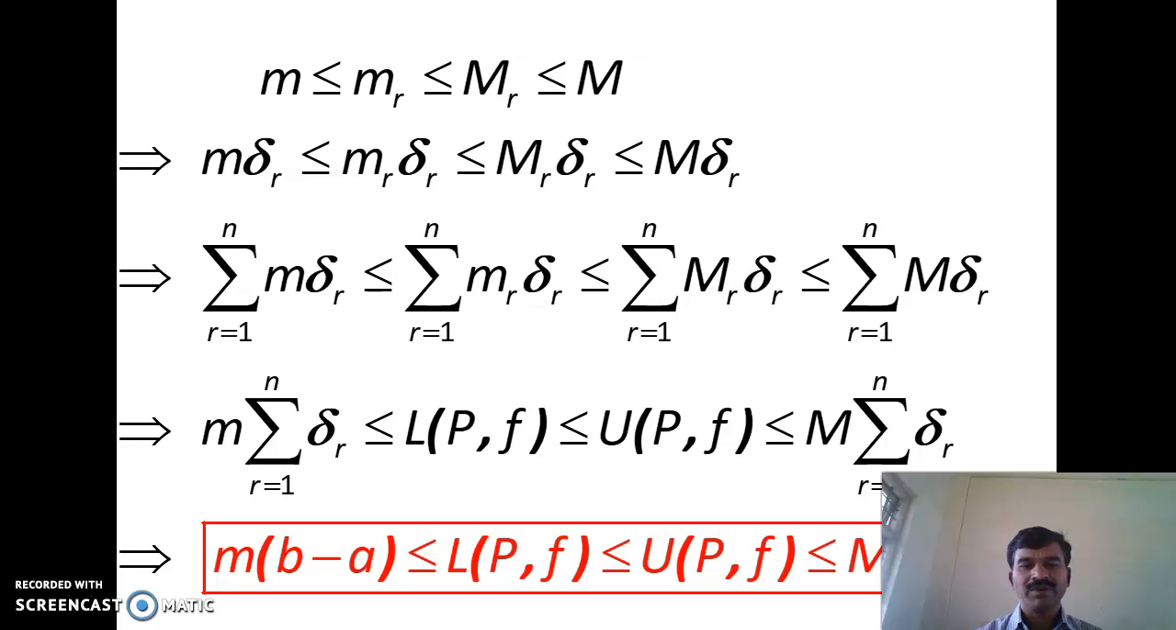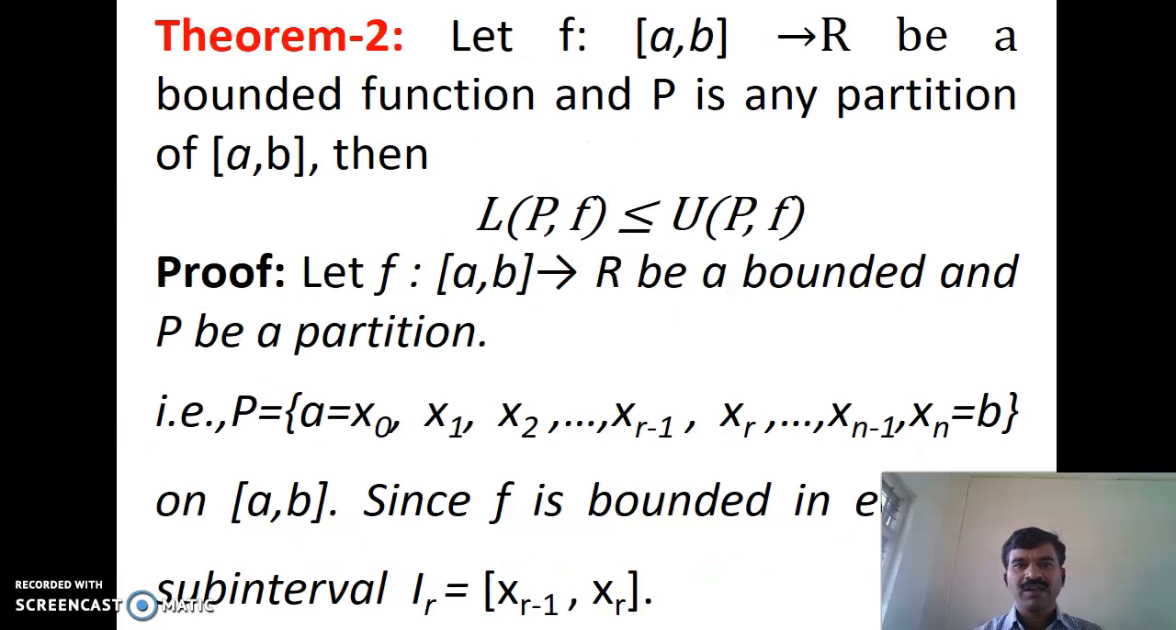finally we get the relation with m(b - a), because the summation of delta_r is the length of the interval, that is b - a. Then here we have L(P, f) less than or equal to U(P, f). We have this relation. And the next property is: let f be a bounded function and P any partition of the closed interval [a, b].